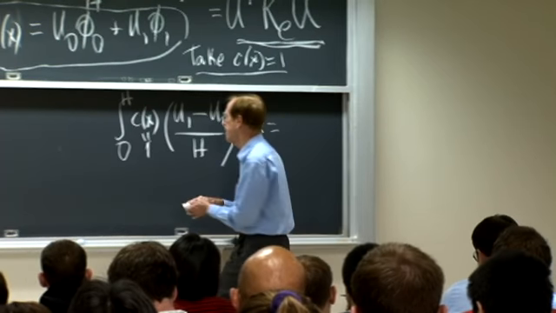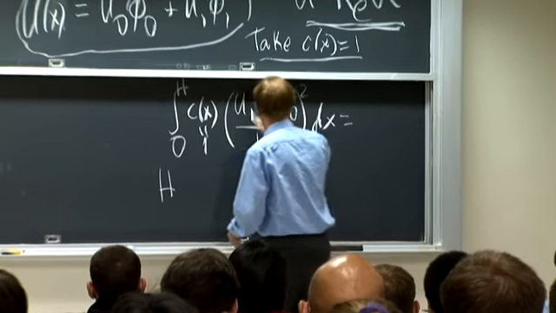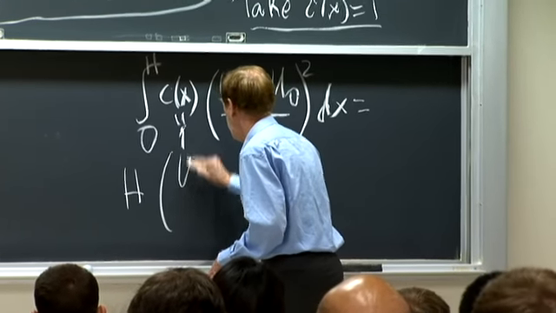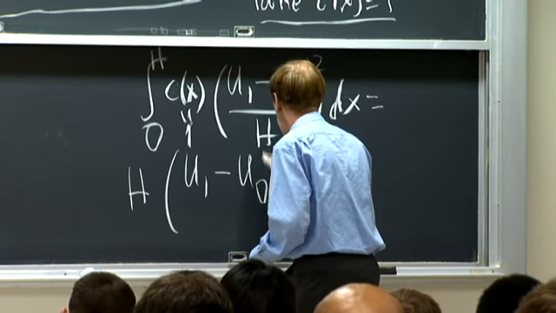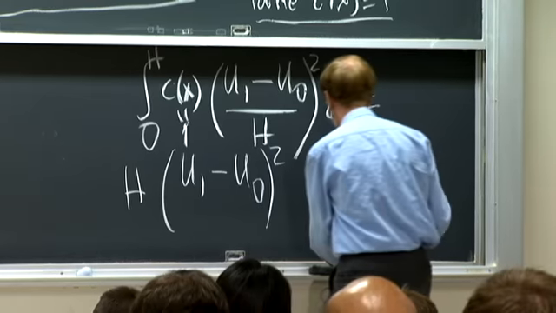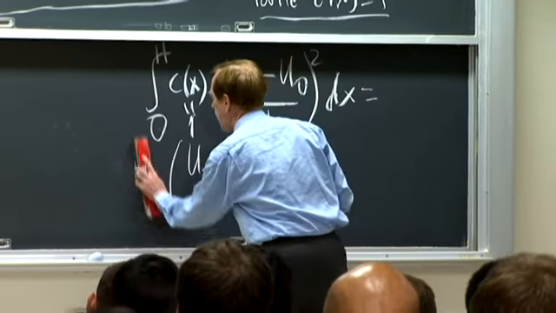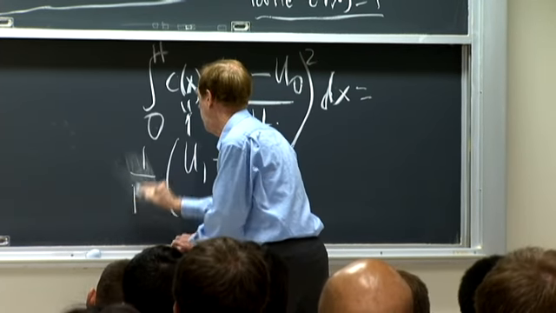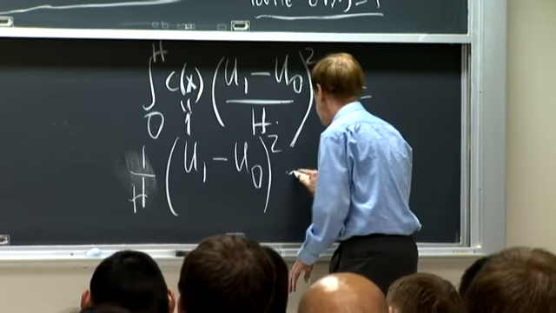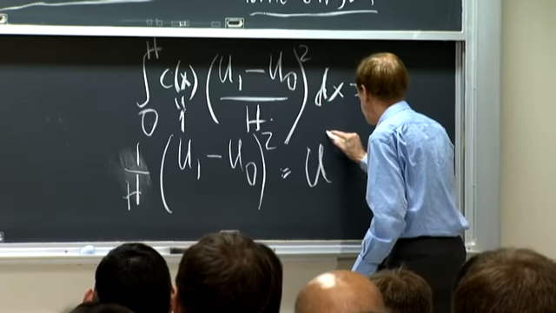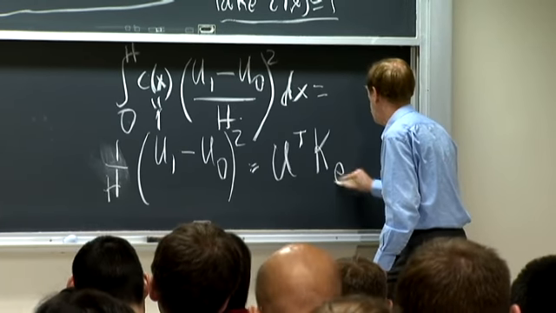The integral is just h times (u1 minus u0) squared over h squared, because that's getting squared. The interval was length h. I think I just have a 1 over h. So this is my U transpose K element U.